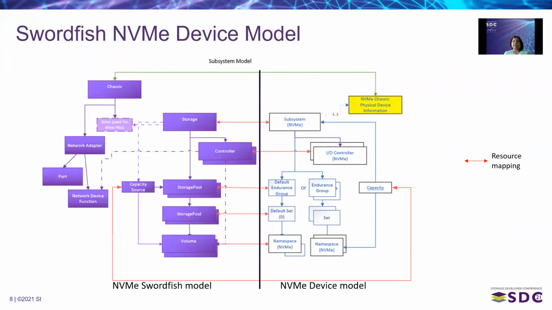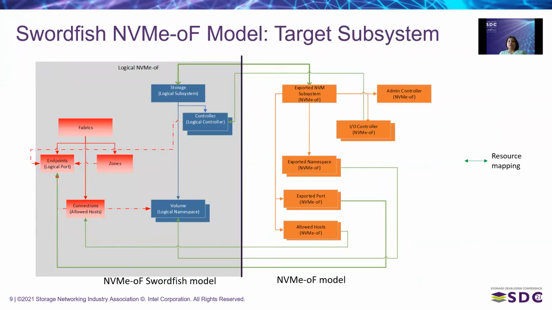So we have seen this kind of a mapping diagram in multiple presentations today. This is the mapping diagram that shows the mapping between Swordfish and NVMe device model, and this is for the underlying subsystem. Remember, we saw there were two underlying subsystems in our previous slides. And moving on to an over the fabric subsystem, this shows the mapping for NVMe over Fabric subsystem.